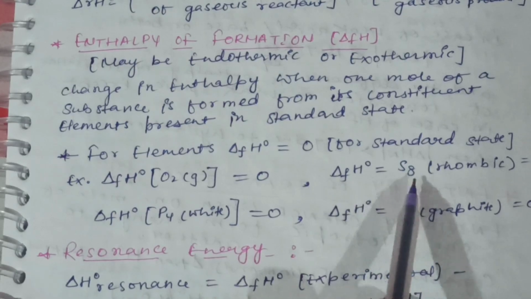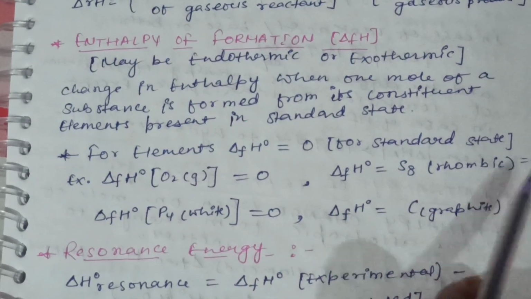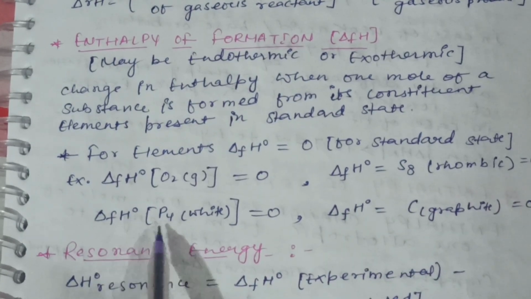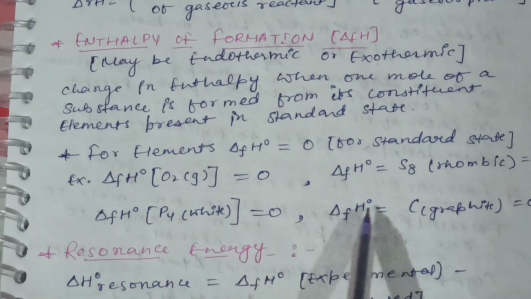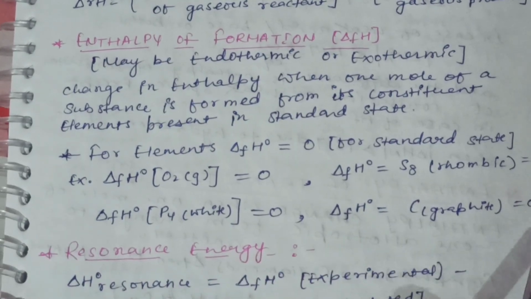ΔfH° of S8 (rhombic) is equal to 0. ΔfH° of P4 (white) is equal to 0. ΔfH° of graphite is equal to 0.